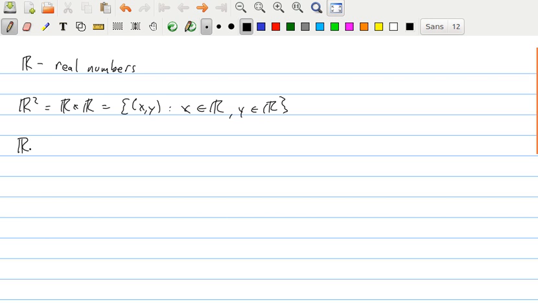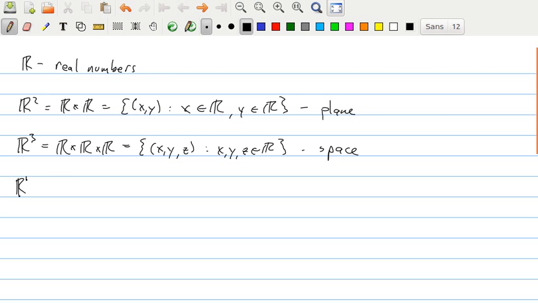So R3 works the same way. This we can think of as R times R times R. And this just means the set of points x, y, and z, so that x and y and z are all real numbers. So this R2, you probably think of intuitively as the plane, and R3 you can think of as three-dimensional space. And this generalizes to higher dimensions where we have n copies of R. Since we're going to run out of letters, we usually shorthand this to x1, x2, and so on up to xn. That's much more common in linear algebra, to use xi's rather than x, y, and z.